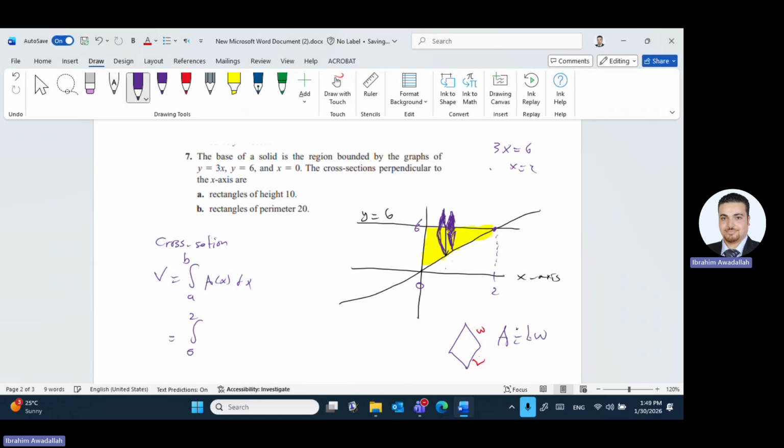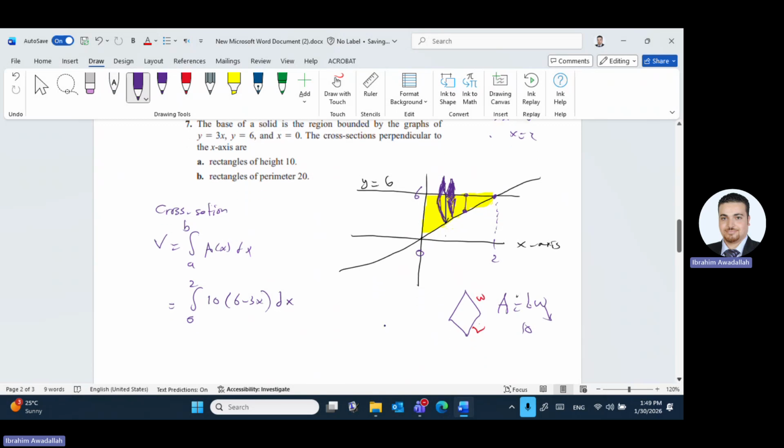Very easy. The problem is how to find the length, how to find the height. The height, they tell us it's 10, so I will write 10 times, so here 10. The width is the distance from here to here, so it's 6 minus 3x. 6 minus 3x dx. It's a very easy question. I thought it would be harder. Oh, we have B. Maybe B is harder. Let us see now one more time.